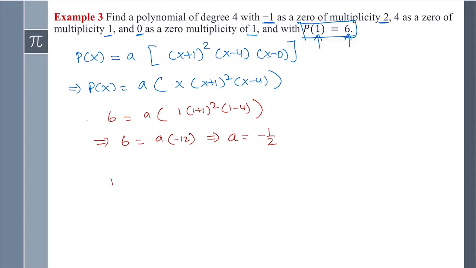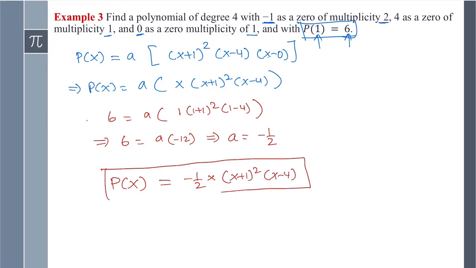That means the polynomial p of x equals negative 1/2 x times x plus 1 squared times x minus 4. If we want, we can multiply this and write it in expanded form, but we can also just leave it here. So this is the degree 4 polynomial as requested by the question.